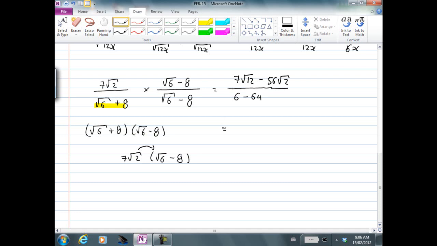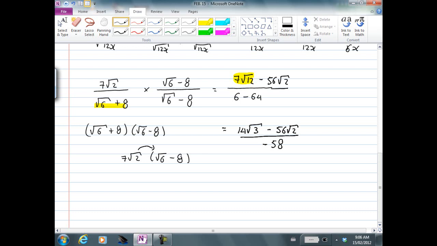So let's simplify. If you look at this one, 7 root 12. Guys and gals, break that down even farther right now. 7 root 12, break it down for me, please. 14 root 3 is correct. So that becomes 14 root 3 minus 56 root 2 over negative 58. Some of you will leave it right here.